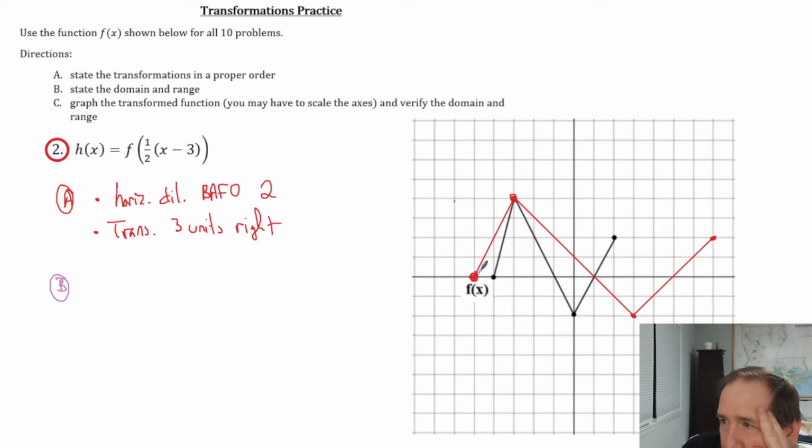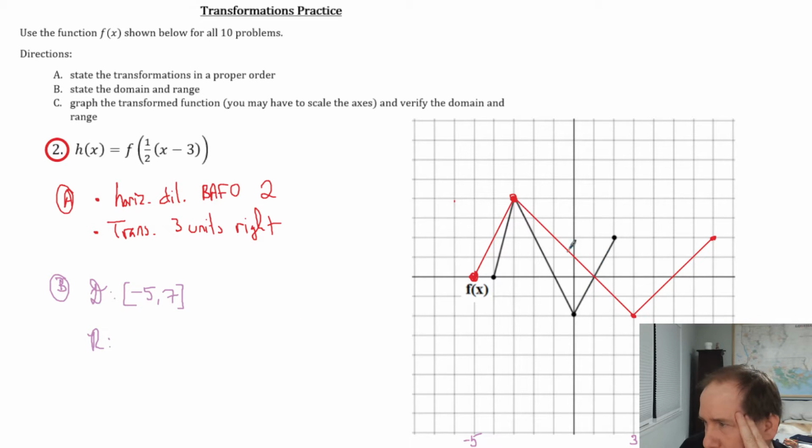State the domain and range. Well, the domain is going to... I wish I had my numbers on here. -5, 3, 6, 8. Okay, whatever. No, we don't go to 8. So -5 to 7 should be our domain. And our range, of course, didn't change from the original because all of our transformations were horizontal. So it's -2 up to 4.